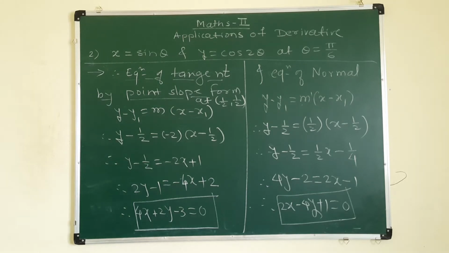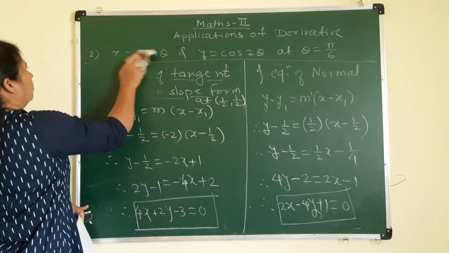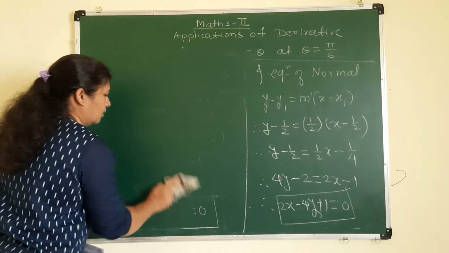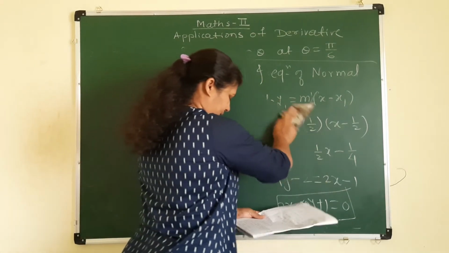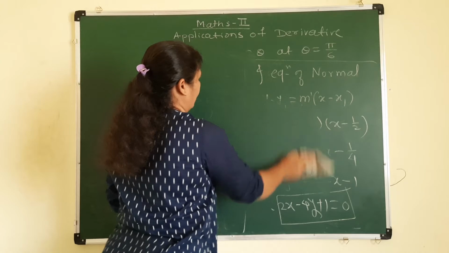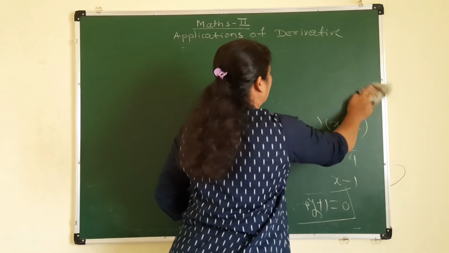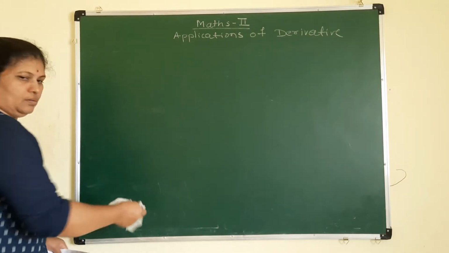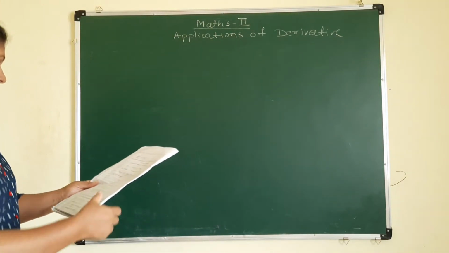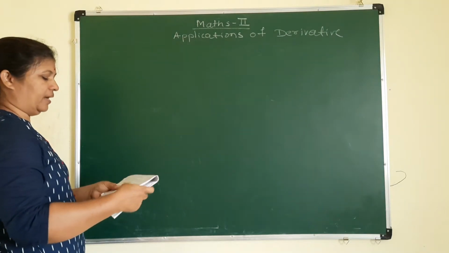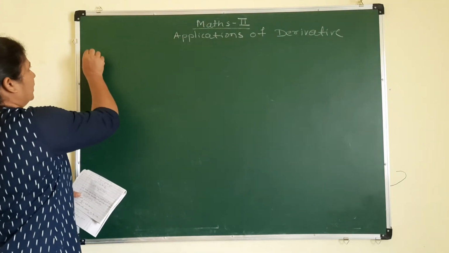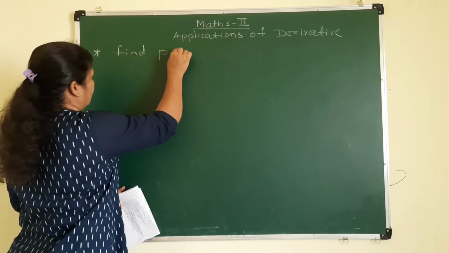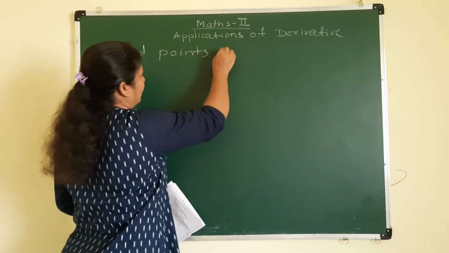Next one, find point of contact. To find point of contact on the curve, the curve is given, where the tangents are parallel to the line. Okay, we have to find points on the curve, means we have to find point of contact.